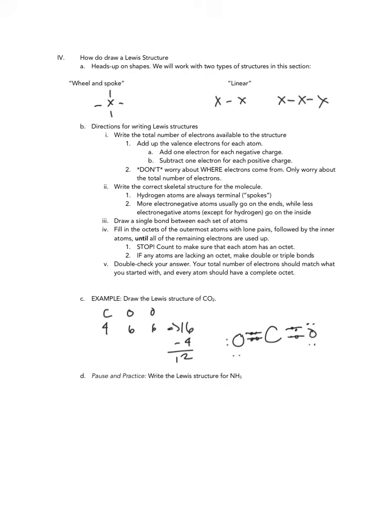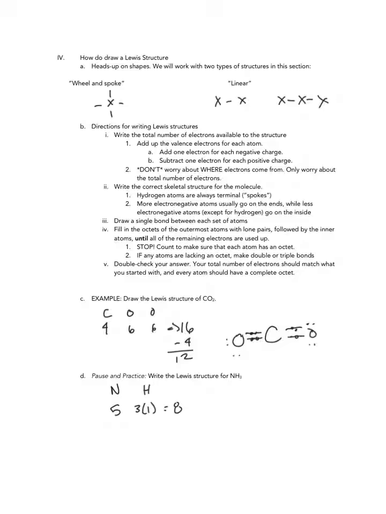Now I'm going to let you pause and practice on your own with NH3. Give it a try and I'll walk you through the solution. So we start with valence electrons. We have 5 coming from nitrogen and 3 coming from hydrogen, for a total of 8. We've got 4 atoms here, so we're going to arrange them.